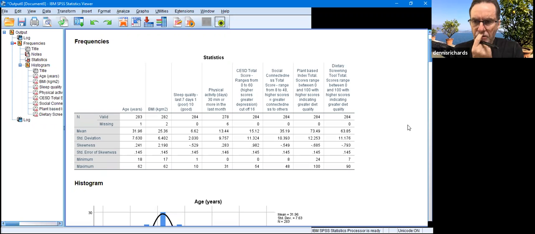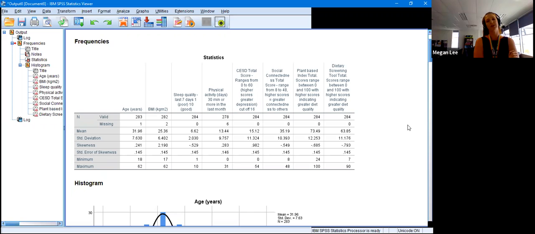73. And our dietary screening tool? 64 almost. Yeah. So diet quality across our group was higher when we reversed the meat, dairy and egg scores, because a predominant amount of people in the population were vegans and vegetarians. So that's very, very important to understand about our group. And we also have to make a decision about whether we're going to use the plant-based index or the dietary screening tool when we do our analysis.